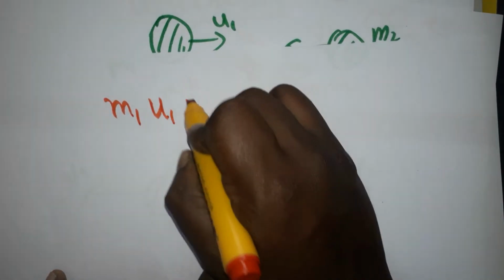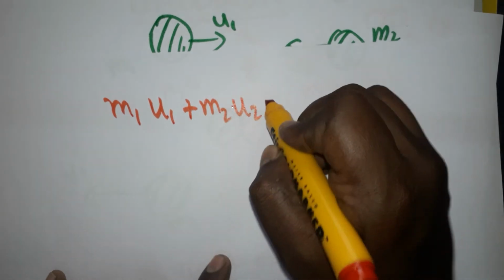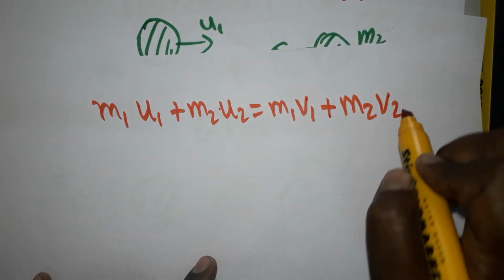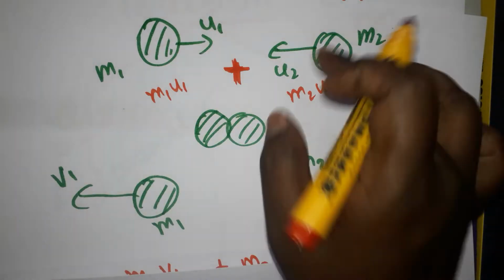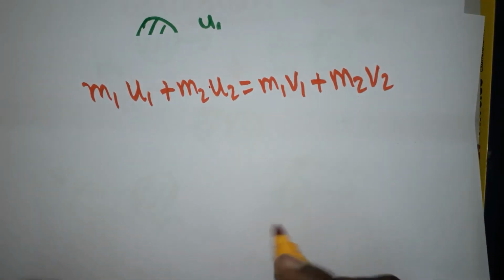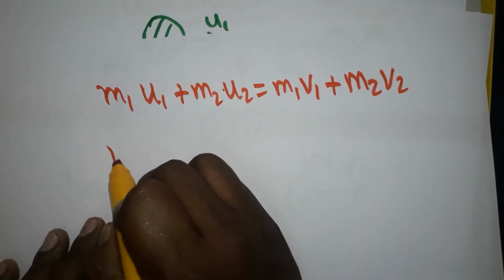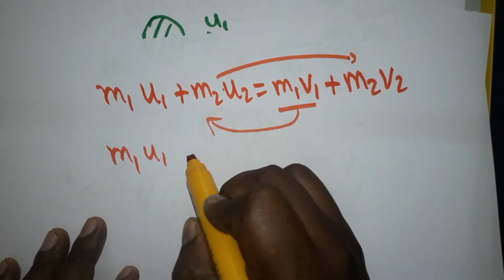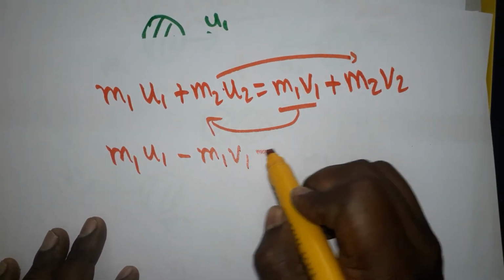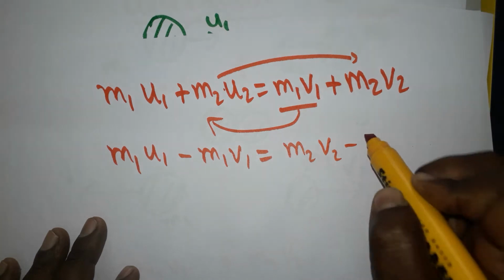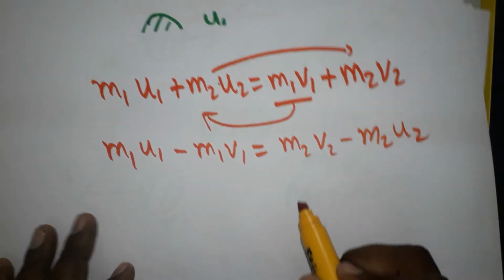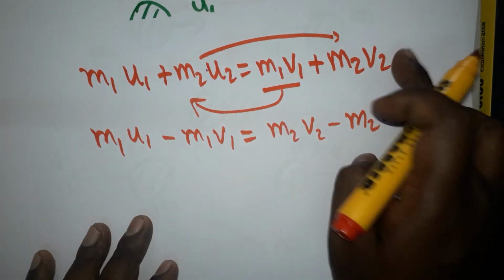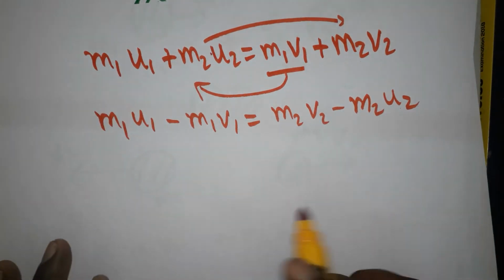m1 u1 plus m2 u2 is equal to m1 v1 plus m2 v2. It's very simple. Two balls are colliding, and I wrote it as the equation. Now I take all the m1 mass to one side: m1 u1 minus m1 v1 is equal to m2 v2 minus m2 u2. I just modified it. When I bring this term here, I get a minus. That's it, the rest remains as it is.